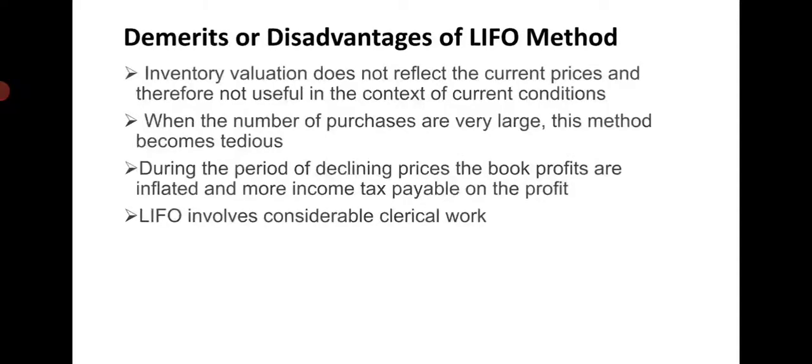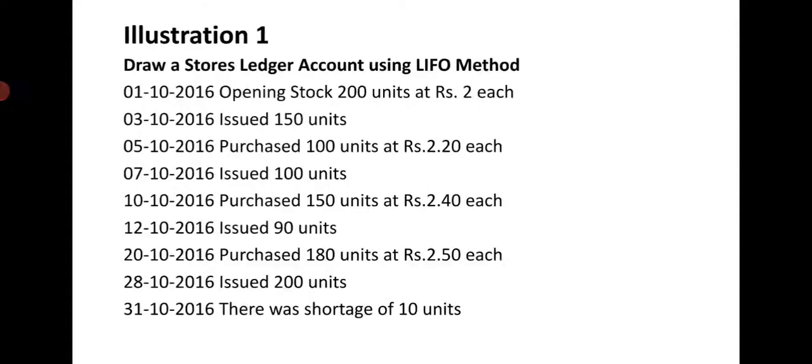So what are the demerits or disadvantages of LIFO method? Inventory valuation does not reflect the current prices and therefore not useful in the context of current conditions. Second one is, when the number of purchases are very large, this method becomes tedious. During the period of declining prices, the book profits are inflated and more income tax payable on the profit. LIFO involves considerable clerical work.